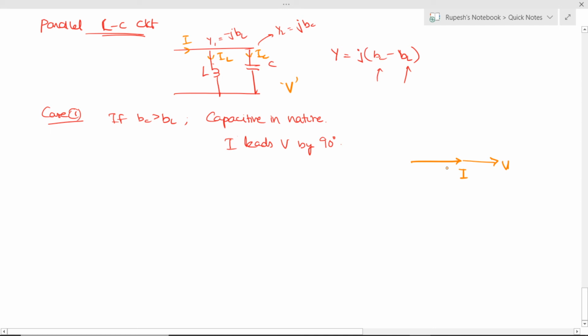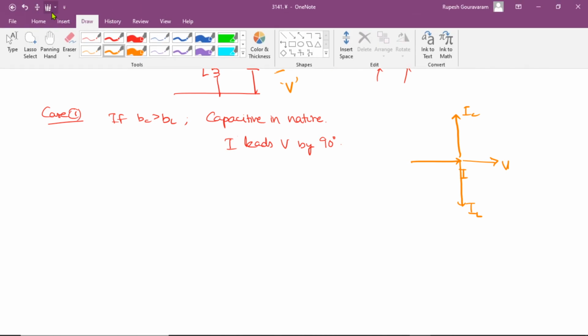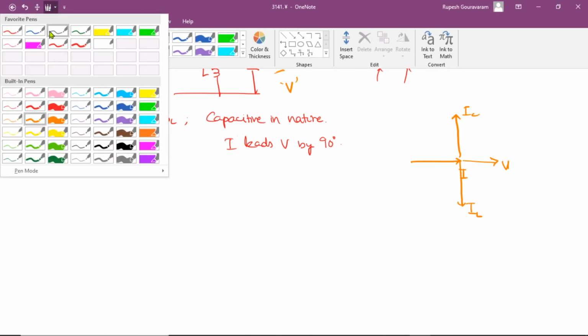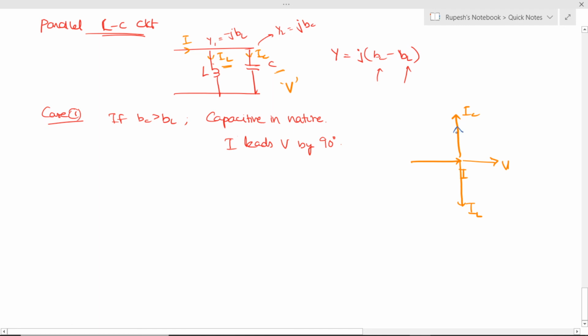The first element is the inductor. In an inductor, the voltage leads, that is, the current lags. Since the current lags, we draw IL downwards. And in a capacitor, the current leads. That means you draw IC in the upward direction. The current leads. And the net value will be above.